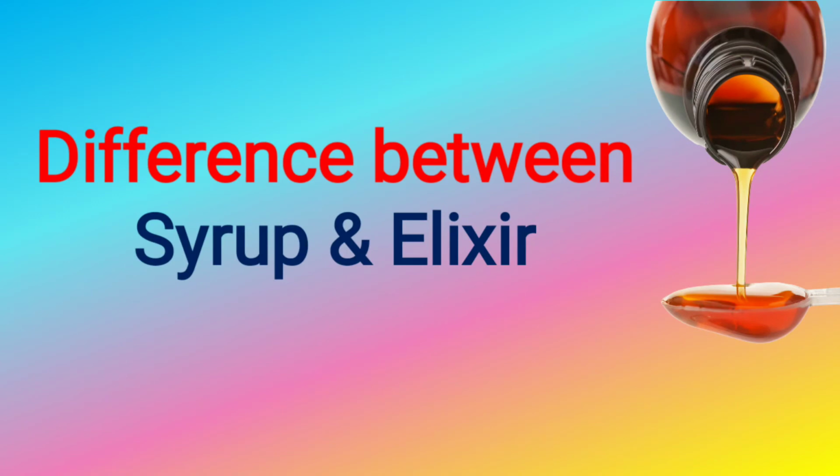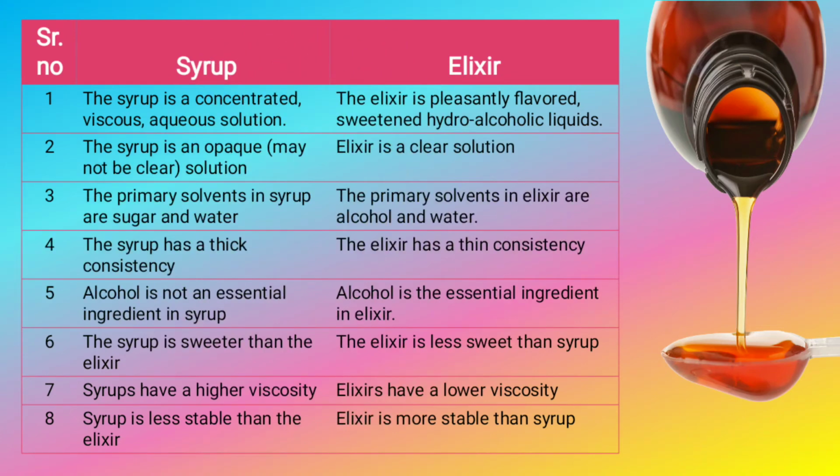Now, moving to the next differentiation, that is the difference between syrup and elixir. So let's begin. Here is the difference between syrups and elixirs. Syrups are concentrated, viscous, aqueous solutions, whereas elixirs are pleasantly flavored, sweetened hydroalcoholic liquids. Syrup may be opaque and not a clear solution, whereas an elixir is generally a clear solution.